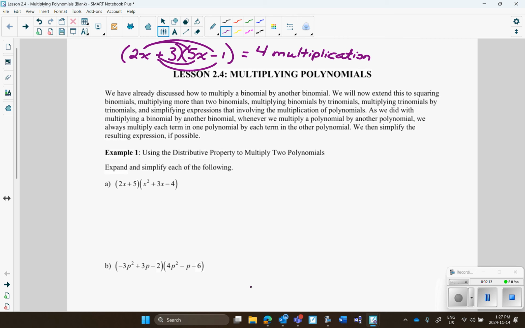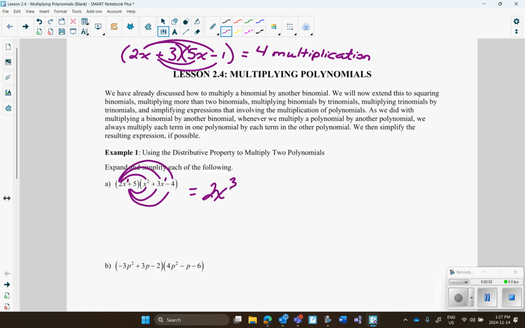Yes, 6 multiplications. So we've got to do this, and then we've got to do this. And then we've got to simplify as much as we can after that. So remember, when we're multiplying powers, if it's just an x, think of it like it's x to the first. What is 2x times x squared? 2x to the third, or 2x cubed.